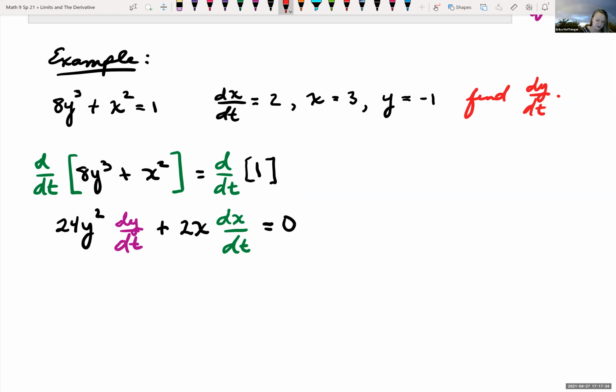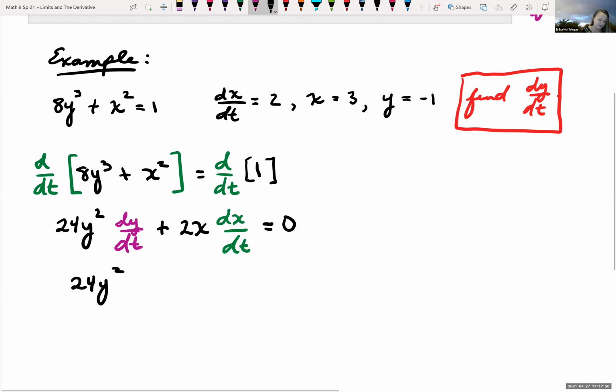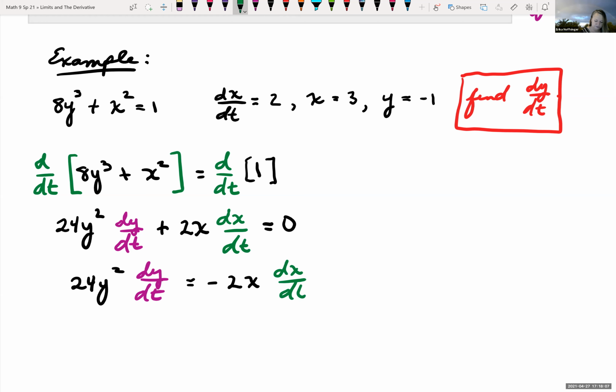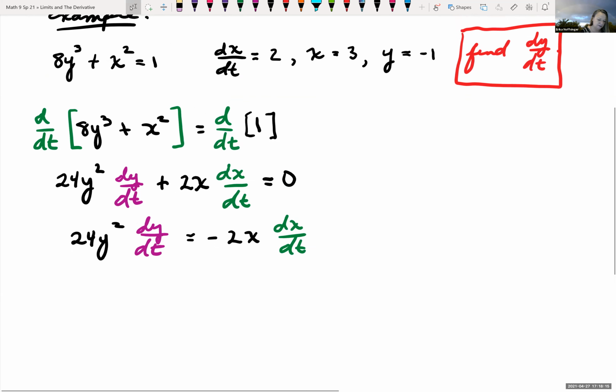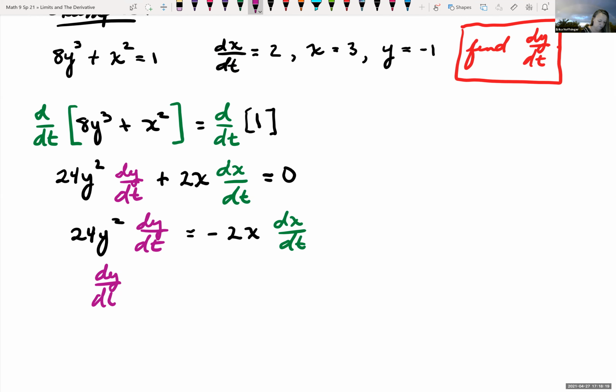So we want to find dy/dt. We can either isolate that now, or we can start putting in what we know, the values. So let's just solve for it now. We would isolate the term that has dy/dt in it, but there's only one. So we have 24y squared dy/dt. Get the other piece on the other side, equal to negative 2x dx/dt. We can divide both sides of the equation by this 24y squared, and we get dy/dt is equal to negative 2x dx/dt all over 24y squared.